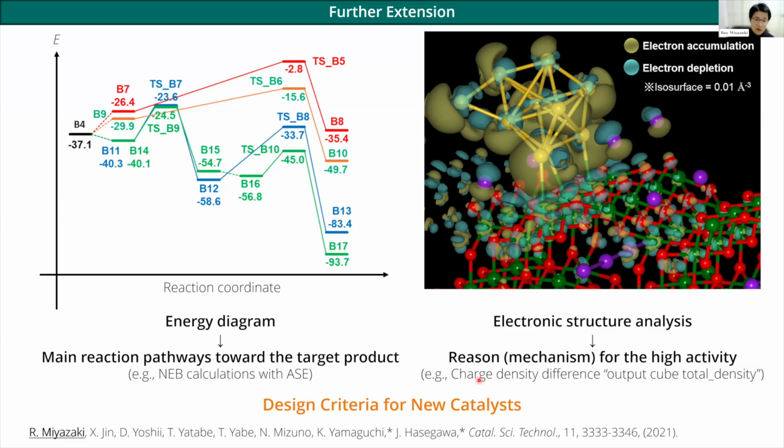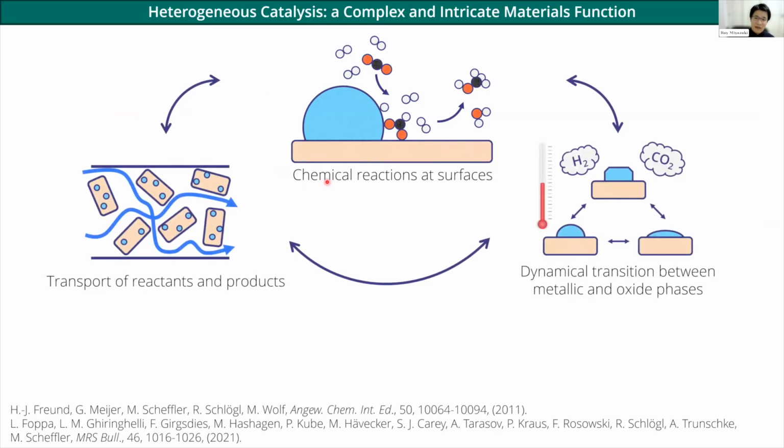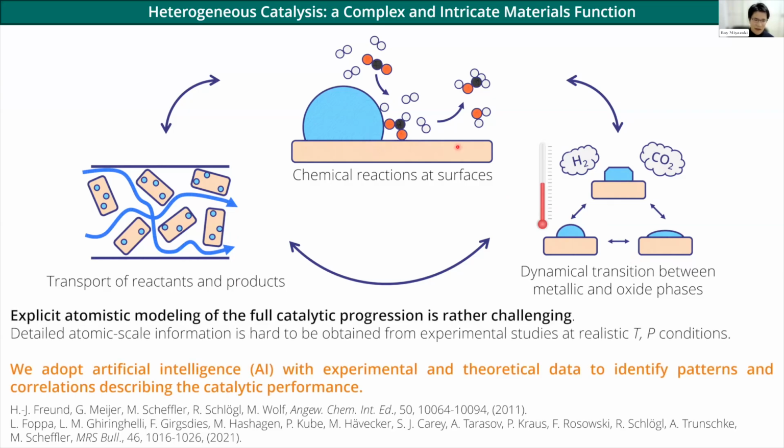And this is my approach for heterogeneous catalysis with DFT. As you can see here, DFT calculation is very powerful for investigating atomic scale processes, that is, atomic chemical reactions on surfaces. But actual heterogeneous catalysis is an interplay between multi-scale processes. For example, transportation of the reactant and product gases in the experimental reactor is a macro scale process, and reconstruction of the catalytic material under realistic experimental conditions is a meso or micro scale process. Then it is very difficult to explicitly model the full catalytic process by using DFT calculation. But of course, atomic scale information is hard to obtain from experiment.